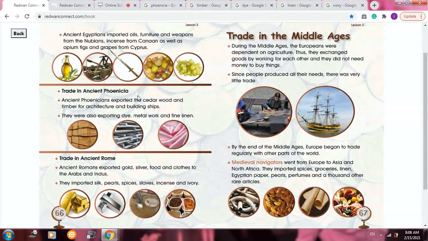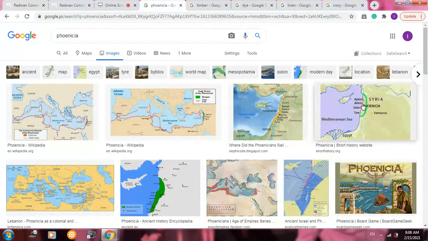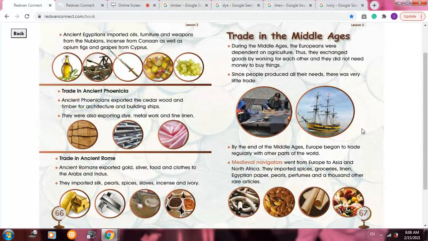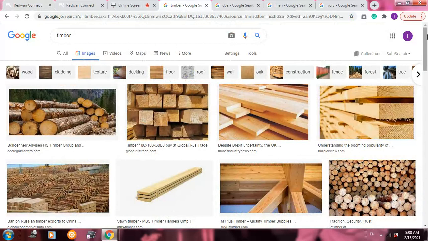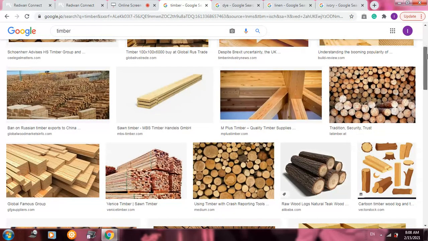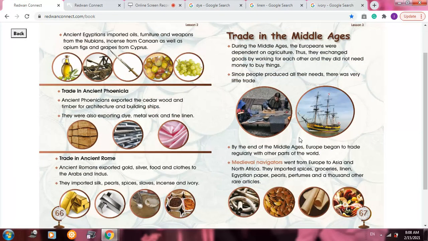So, Phoenicia nowadays is Lebanon. Here's Phoenicia, okay? And nowadays, here, as you can see, here's Syria. Here's Phoenicia. Phoenicia nowadays is Lebanon. Okay, so Phoenicians exported the cedar wood and timber. Also, timber is a type of wood. They have a lot of trees and a lot of good wood, so they used to export it to other countries. Okay, this is the timber. If you would like to write its meaning, it's going to be helpful when you study. So they exported, they sent, they have given other countries cedar wood and timber.